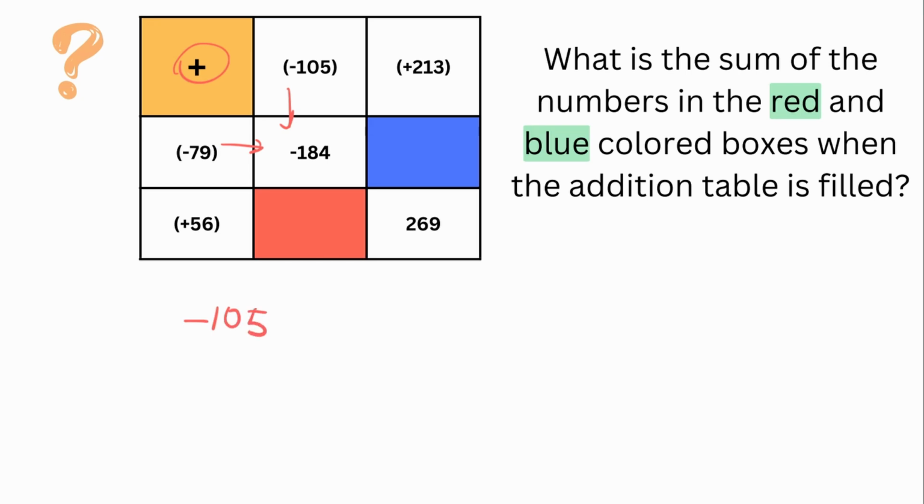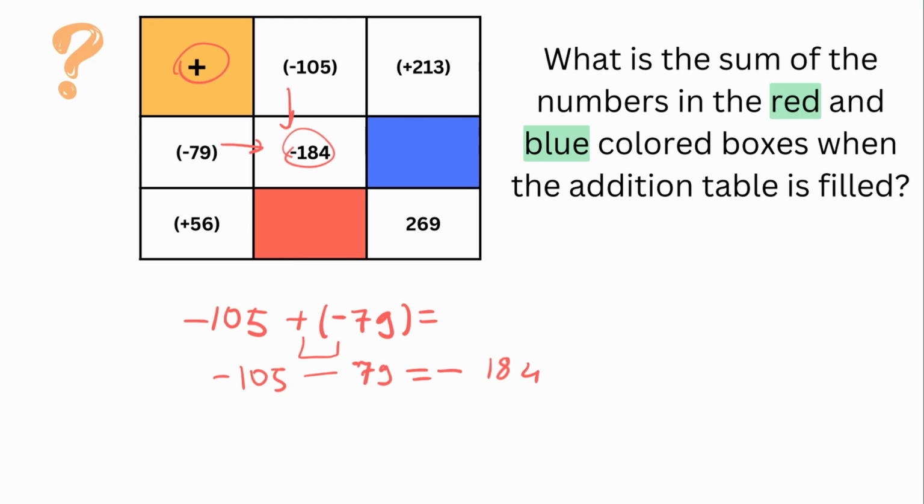Negative 105 plus negative 79. Let's see what the answer is. We can rewrite it. Plus times negative will give you a negative. So negative 105 minus 79. Addition of two negative numbers will give us negative. 9 plus 5 will give you 14. We have 4. 10 plus 7 is 17. We have 1, so it's going to be 18. So it's negative 184, which is the number here. So that's correct.